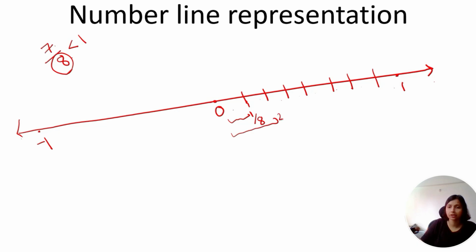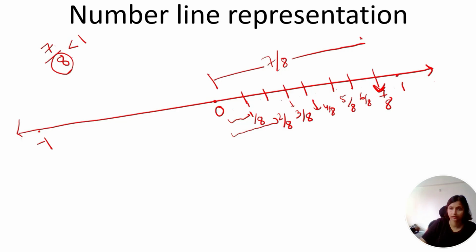The second tick will represent 2 by 8. The third tick will represent 3 by 8. The fourth tick, 4 by 8. 5 by 8. 6 by 8. And 7 by 8. So this is the 7 by 8. This distance is 7 by 8.